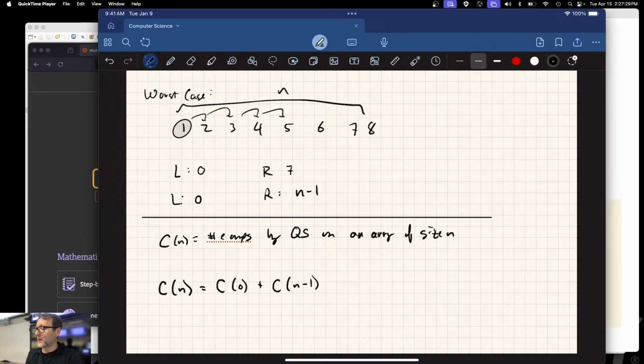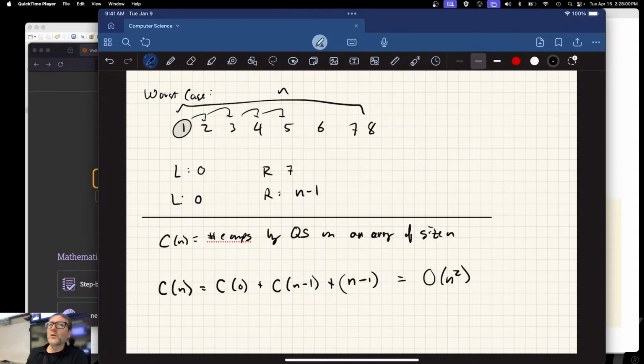Now, how many comparisons did we make to do that? Well, we compared the pivot element to 1, 2, 3, 4, 5, 6, 7 elements. So more generally, how many comparisons are we going to end up making? N minus 1. Magic, magic, magic. You solve this and you end up with order n squared. Does that sound quick? No.